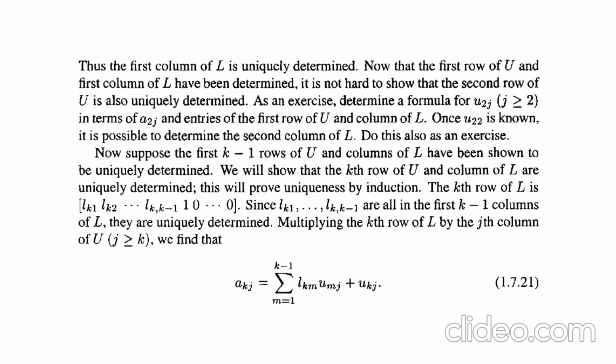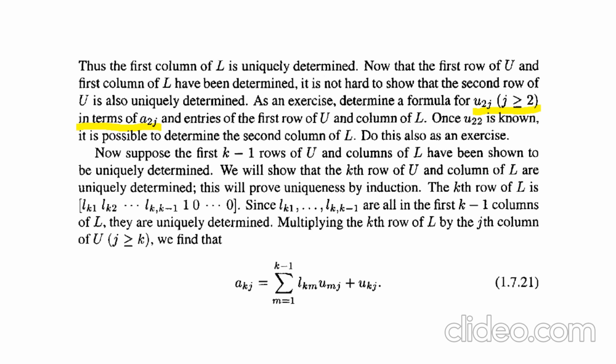Thus, the first column of L is uniquely determined. Now that the first row of U and first column of L have been determined, it's not hard to show that the second row of U is also uniquely determined. As an exercise, determine a formula for U. It is up to the student, in terms of A to J.